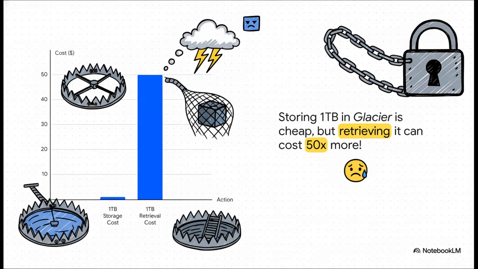This slide shows you the Glacier retrieval trap in all its glory. Look at that. Storing a terabyte of data for a whole month costs you about $1. But deciding you need to get that data back, that can easily cost you $50 or even more. This is exactly why you never, ever, ever put active data in an archive tier. The storage is cheap, but getting it out is painfully expensive.